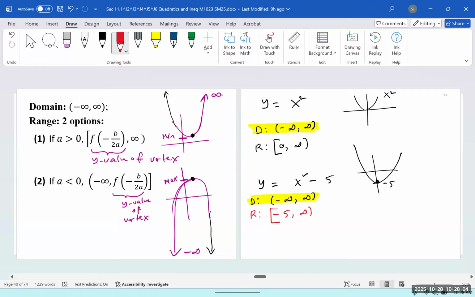So how did you decide the range? Based on the y value. On the first parabola, our lowest y value is 0. On the bottom parabola, our lowest y value is -5. So range changes based on the position, based on the vertex, but the domain is always the same, negative to positive infinity.